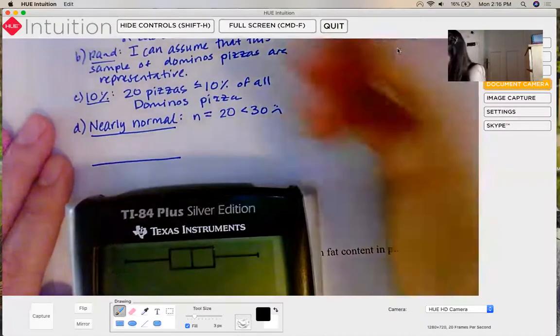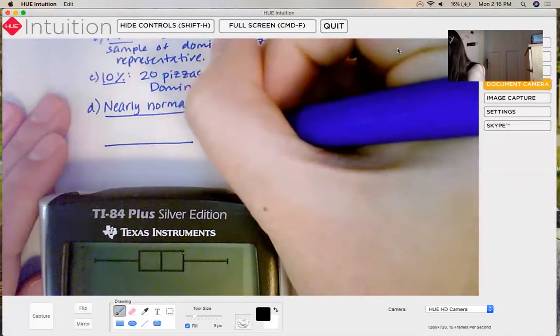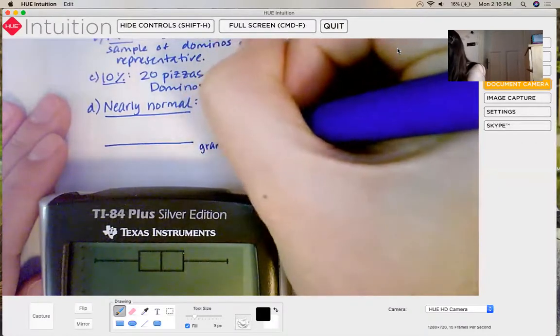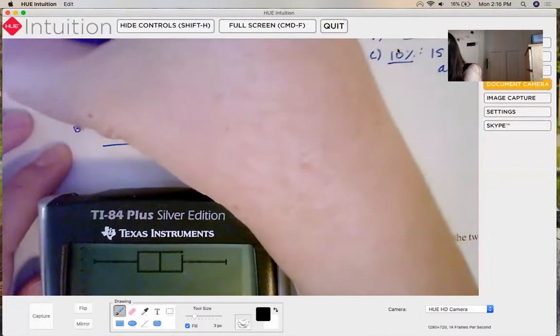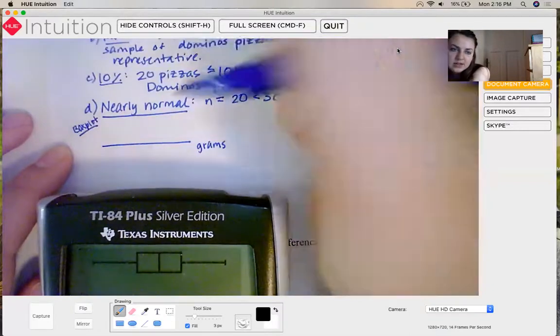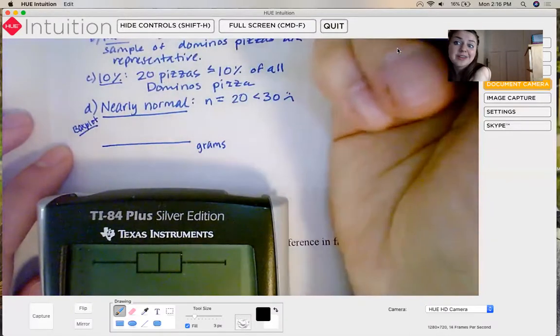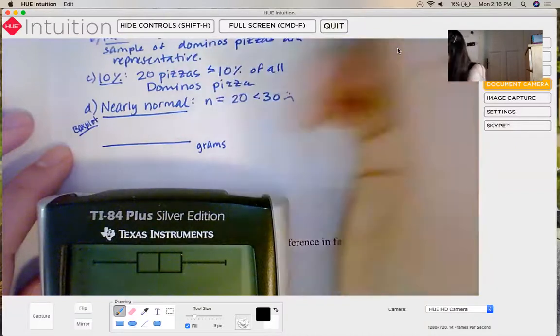Okay, so I'm going to go ahead and write all the stuff I need to know here. Grams is my unit. So remember, you always want to do a title, label, tick, tick, tick for any kind of plot. So a box plot, you can title it box plot. If you want to title it box plot of Domino's pizza sample, you can, but this is the grams, okay?